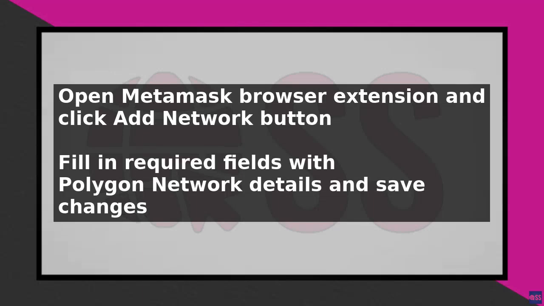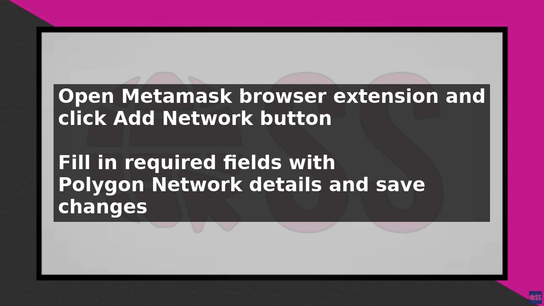To add the Polygon network to your Metamask wallet, start by opening the Metamask browser extension and clicking on the Add Network button. You will then need to fill in the required fields with the Polygon network details, which include the network name, RPC URL, chain ID, currency symbol, and block explorer URL.